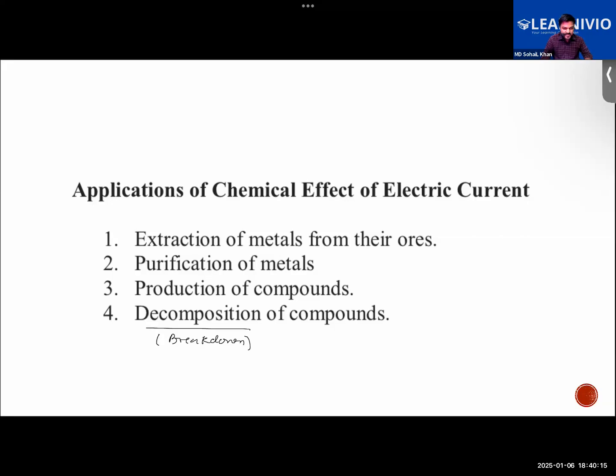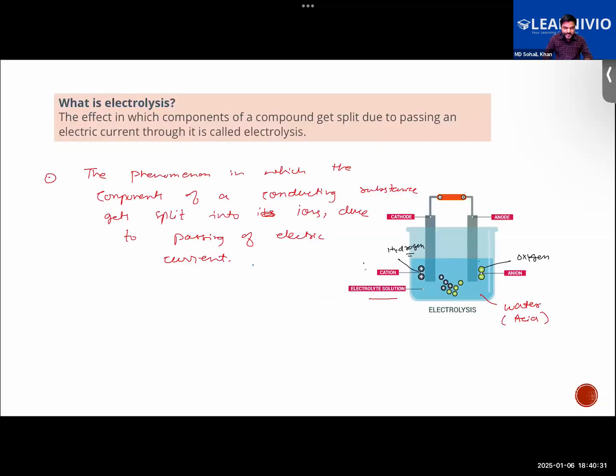So there are lots of applications of this. There is one more which is not included in this, that is the process of electroplating also. Out of all, electroplating is very important, so we are going to first learn about electroplating. In the previous classes, we had already learned what is electrolysis. It's the phenomenon in which the components of a conducting substance get split up into ions, respectively cations and anions, when electricity is passed through it.